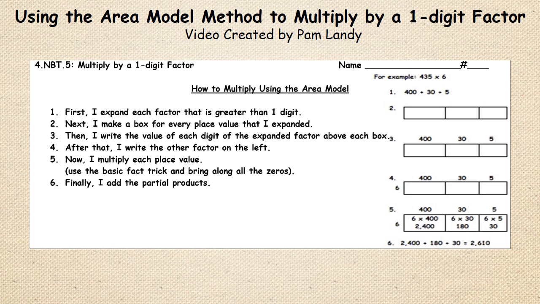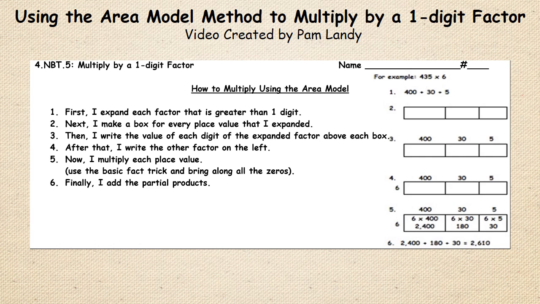If I multiplied 435 times 6, first, I would expand each factor that is greater than one digit. In this example, that factor is 435. The value of the 4 is 400, the value of the 3 is 30, and the value of the 5 is 5 ones. Next, I would make a box for every place value I expanded. I expanded 3 place values, so I would need to make 3 boxes. Notice that my boxes are different sizes to show their place value. The hundreds box is the largest, and the ones box is the smallest.